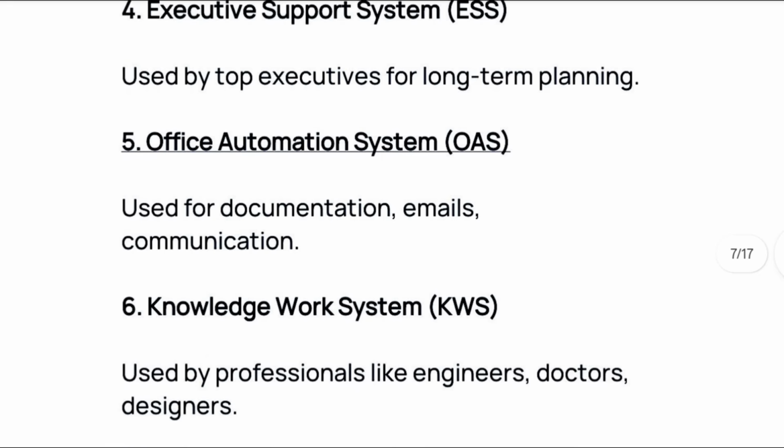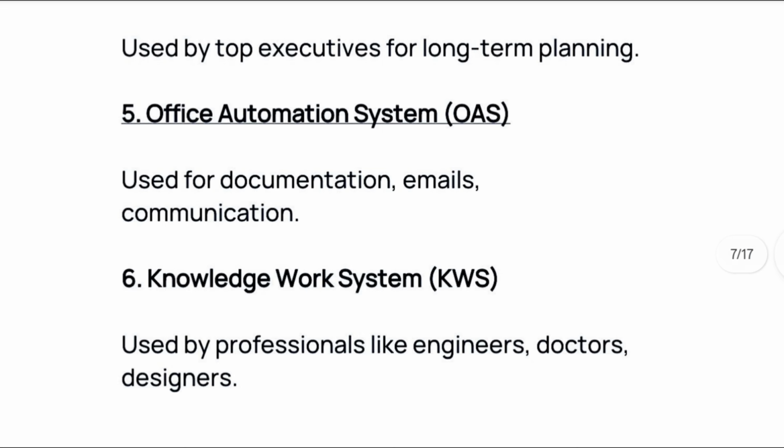And the fifth one is office automation system. That means any automation system, for example emails, documentation, communication. In WhatsApp, if you are texting me hi, I will send an automatic reply. Like if I keep a comment link, I will directly DM your link. That is called automation. That is called OAS.